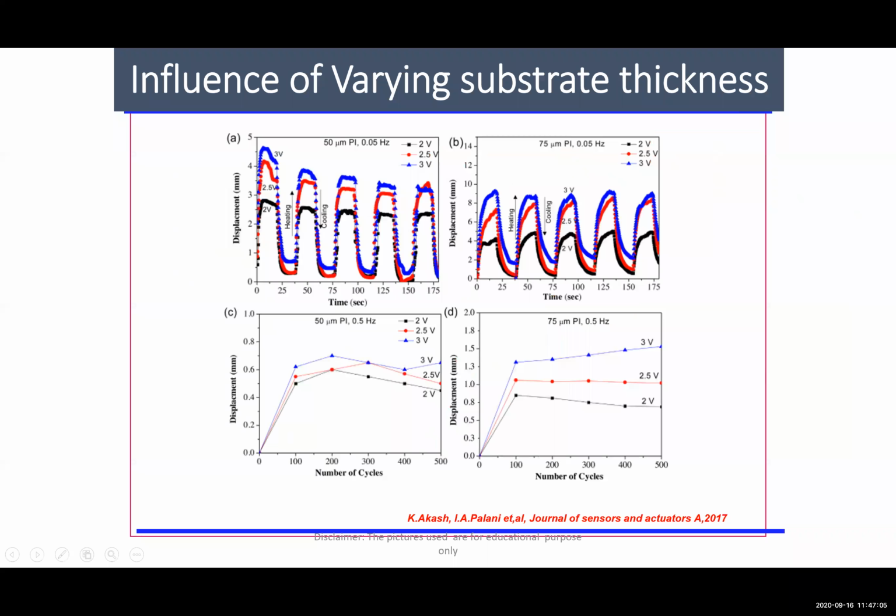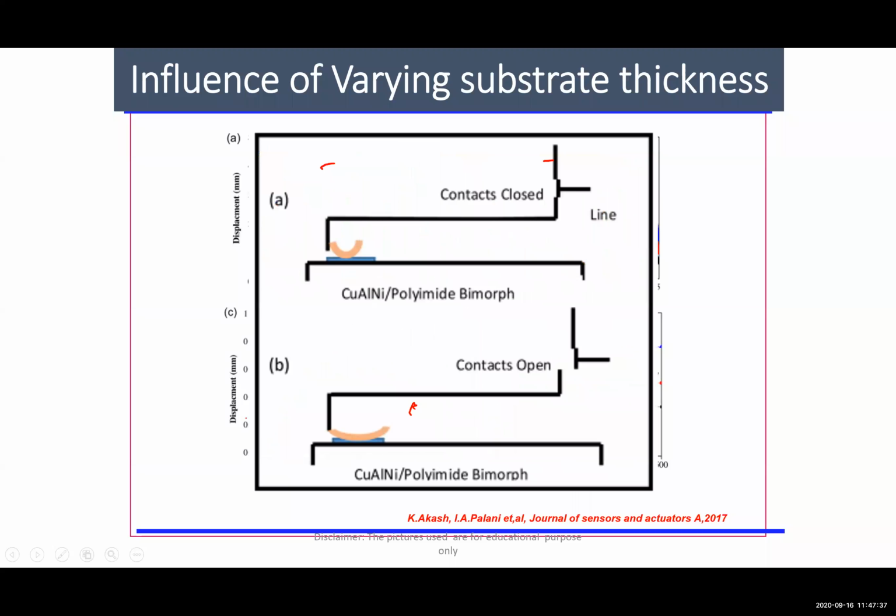We changed the substrate thickness. This is a study which we did by changing the substrate thickness ranging from 50 micrometer to 75 micrometer. For the substrate effect, we studied the life cycle behavior, basically the heating and cooling characteristics, and from these we predicted the overall characteristics in detail. This is with respect to the number of life cycles, and this is with respect to the displacement we achieved. In fact, we made small contact and non-contact based relays using these systems, which can be helpful for switching arrangements.